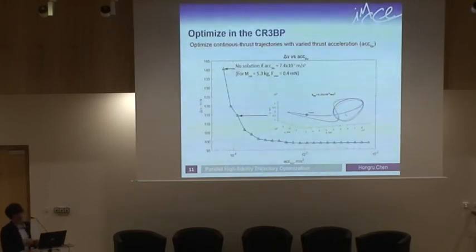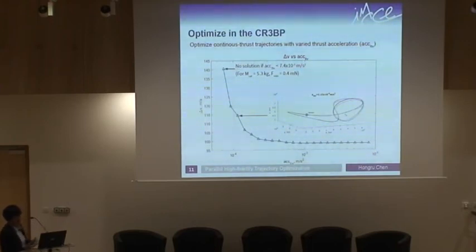And just want to check the existence of a solution with respect to the thrust magnitude. So the x-axis indicates the thrust acceleration. This optimization is done in the simplified circularly restricted three-body model. It's just for a quick check. The thrust acceleration is considered constant for each round of optimization.